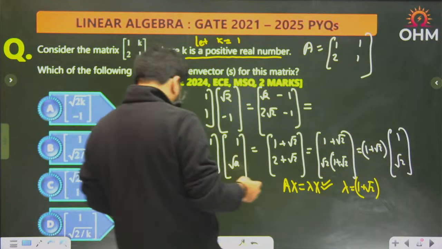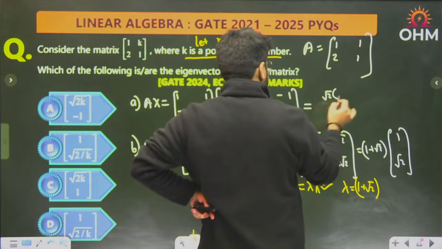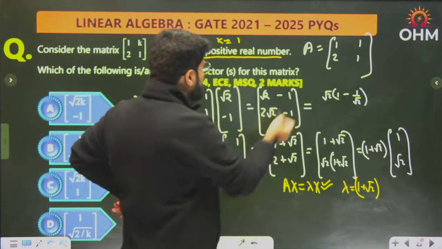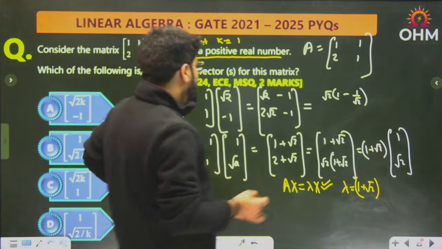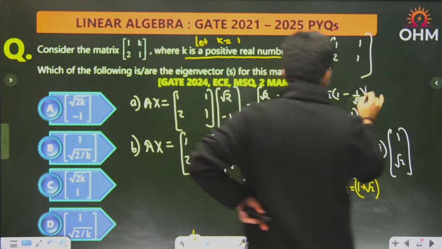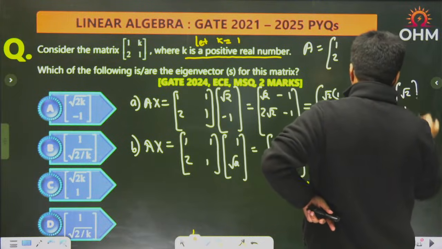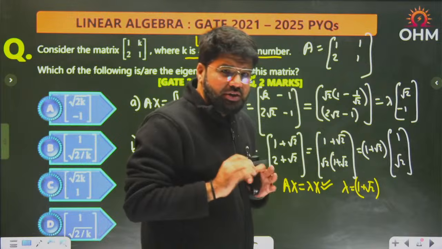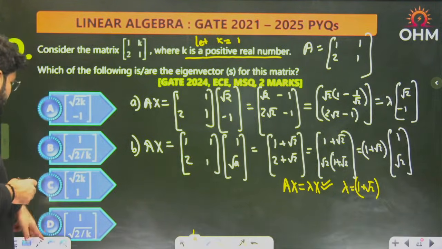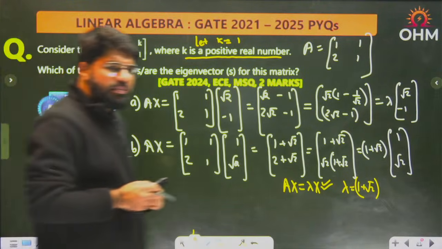Even if I take root 2 common here from the first element, 1 minus 1 by root 2 will come, which will not be 2 root 2 minus 1. So anyway, you cannot write this as lambda times root 2 and minus 1. I'll tell you why. Because B and D are same. Maybe they are copied the same. I'll check the actual question. It might be something else.